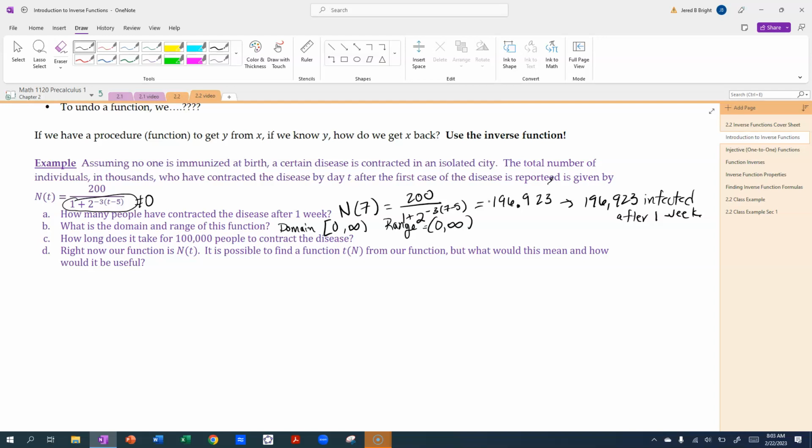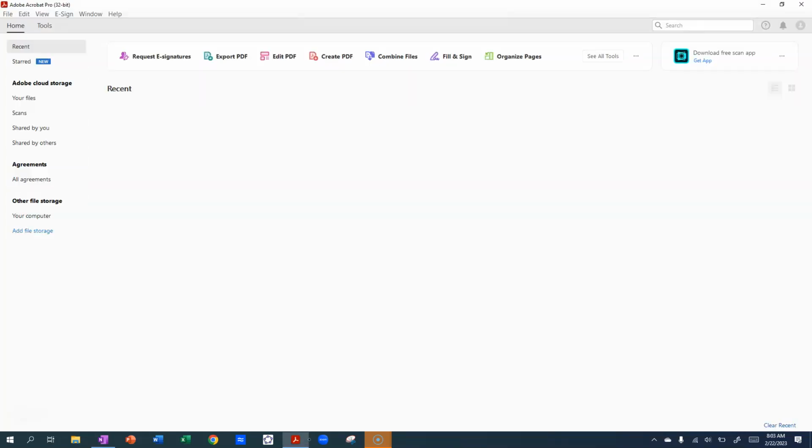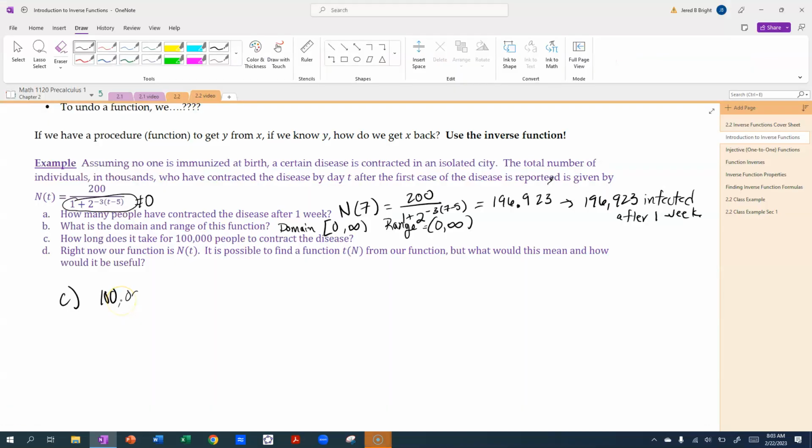Okay, part C, how long does it take for 100,000 people to contract the disease? I'm kind of running out of room, so I'm going to come out here. So there's this 100,000 people. Oops. And so this is the number of people infected.